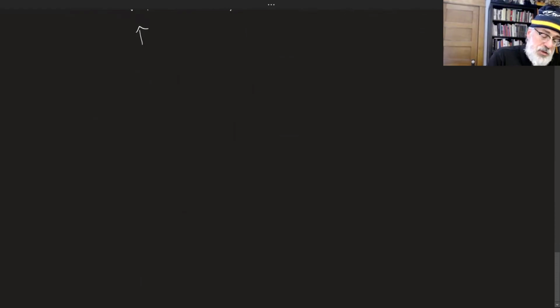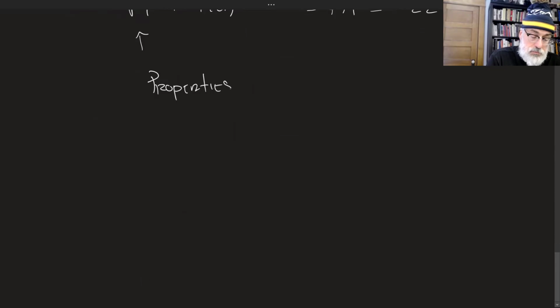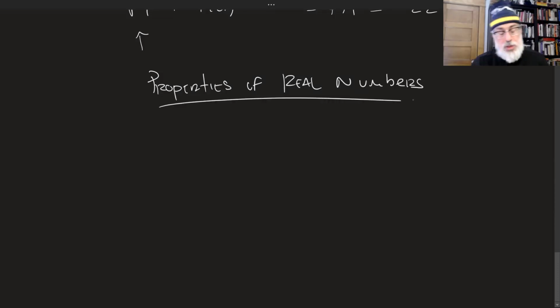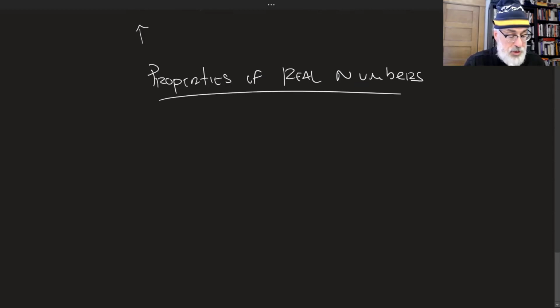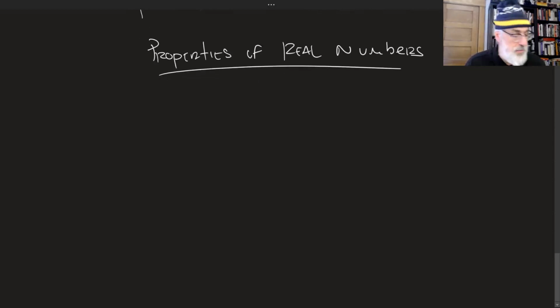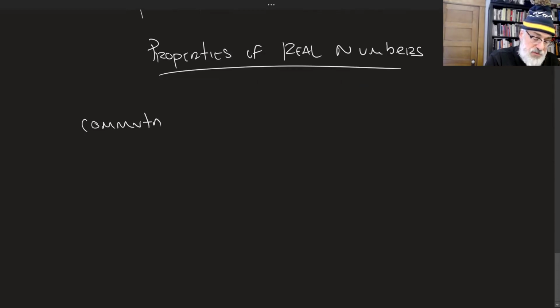All right, so now we're going to look at what's called the properties of the real numbers. In lecture 1, we looked at the real numbers and we built them up by looking at whole numbers, natural numbers, integers, rational numbers, irrational numbers. Here we're going to look at some of the properties of these. The first one, and again, this should all be somewhat review.